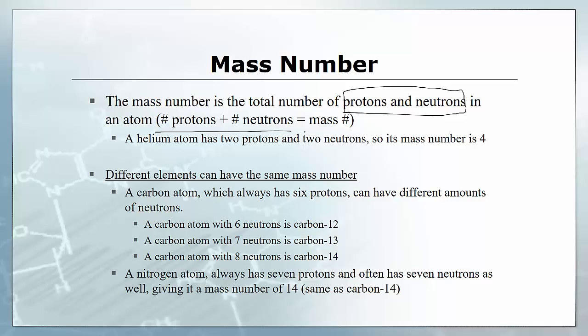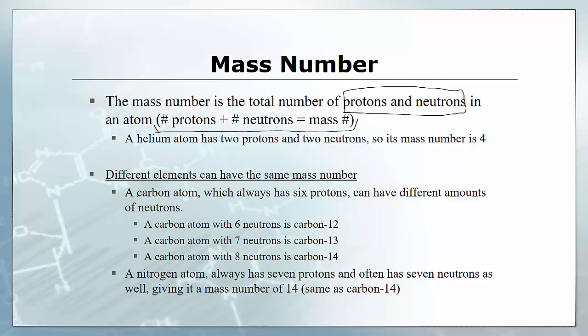Again, super, super important. And it's also super important that you can distinguish between the atomic number and the mass number quite quickly. So this is another thing that you want to write in large letters or in bright red or something. So a helium atom has 2 protons and 2 neutrons, so its mass number is 4. Here's where mass number and atomic number also differ. Each individual atom has its own atomic number, but different elements can have the same mass number.